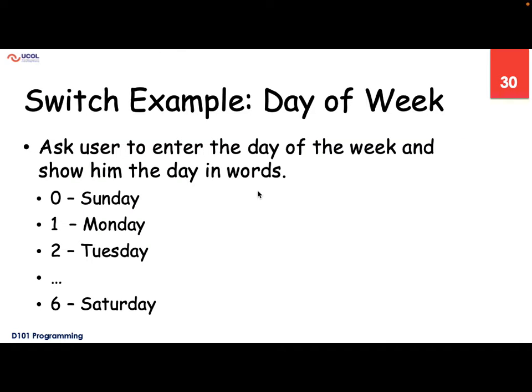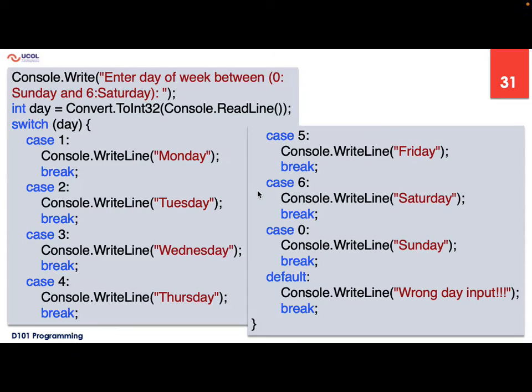For example, we have asked the user to enter the value of the day of the week and show him the day. 0 means Sunday, 1 means Monday, Tuesday, and so on. If the user gives these values, then we can decide that it is a Monday, Sunday, Tuesday, whatever it is. Okay, so we have this particular code.